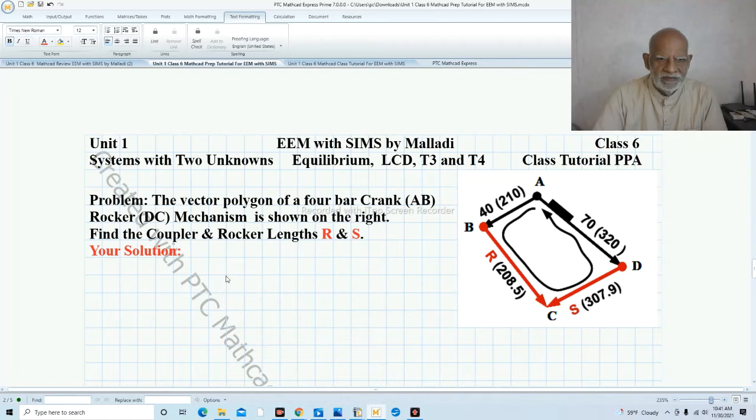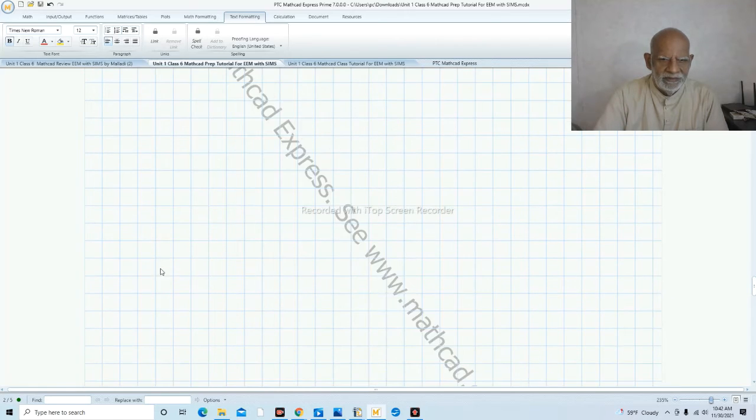Now let us discuss a problem, and this is the vector polygon of a crank rocker mechanism. That is, the crank rotates fully and the rocker rocks back and forth, and this mechanism is used in riding horses and sprinkler mechanisms and so many others. Now we are supposed to find the coupler and rocker lengths. All right, so let us go to the solution here.